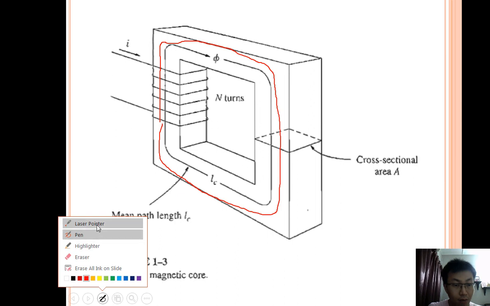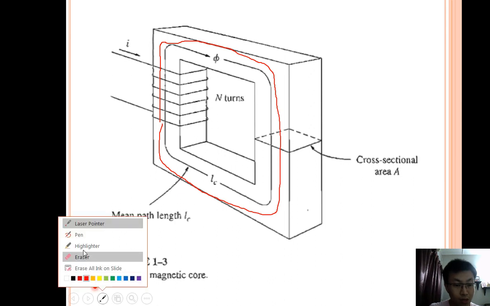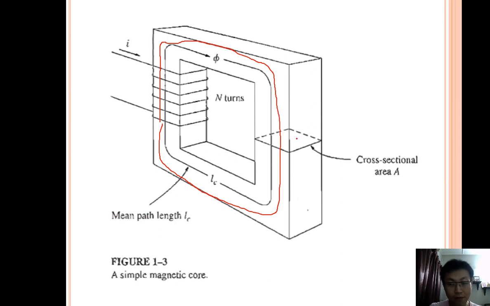So then, go back to the laser pointer. When there's a flux flowing through, we actually need to focus on the cross-sectional area. We need to know how the flux is crossing. The flux needs to cross the area at 90 degrees. For example, this is the flux flowing through, then it must be 90 degrees to this plane. For example, like this. But we only choose the mean path, the mean average path.